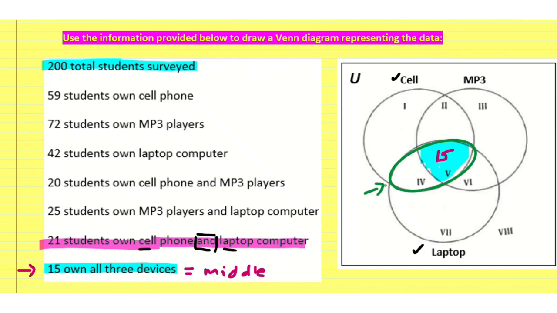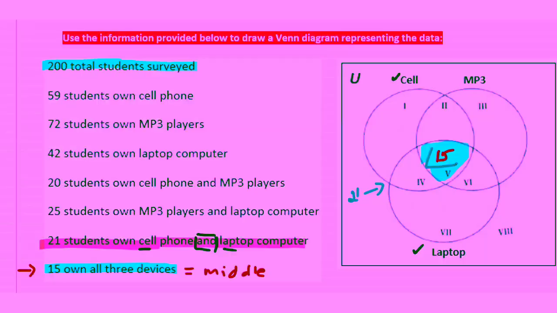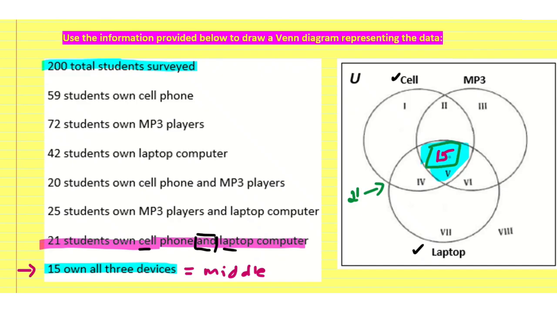But I don't want to just plop 21 in there because we've already counted 15. So I am going to put 21 out here just to remind me that 21 people own a cell phone and the same 21 people own a laptop as well. But I do not want to count these people twice. I've already got 15 people in here. So that means I need to subtract off those 15 people in order not to count those people twice. So that means I'm going to do 21 minus 15.